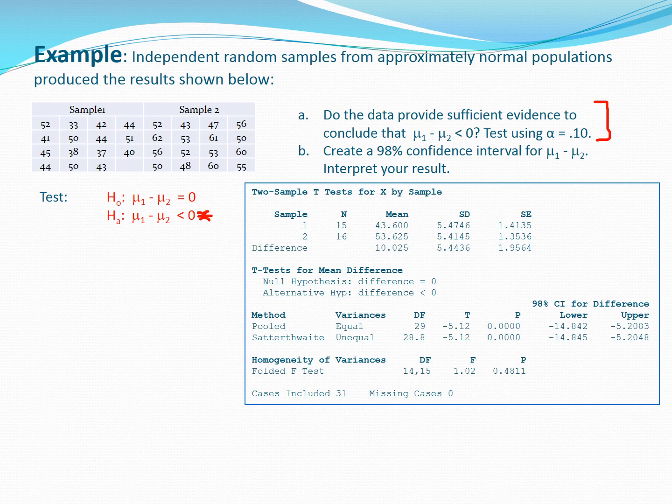That's not a less than test. That's a greater than test. Mu1 minus mu2 is greater than 0 in that case. And so you have to be careful with the wording. It's subtle, but it makes all the difference in the world.